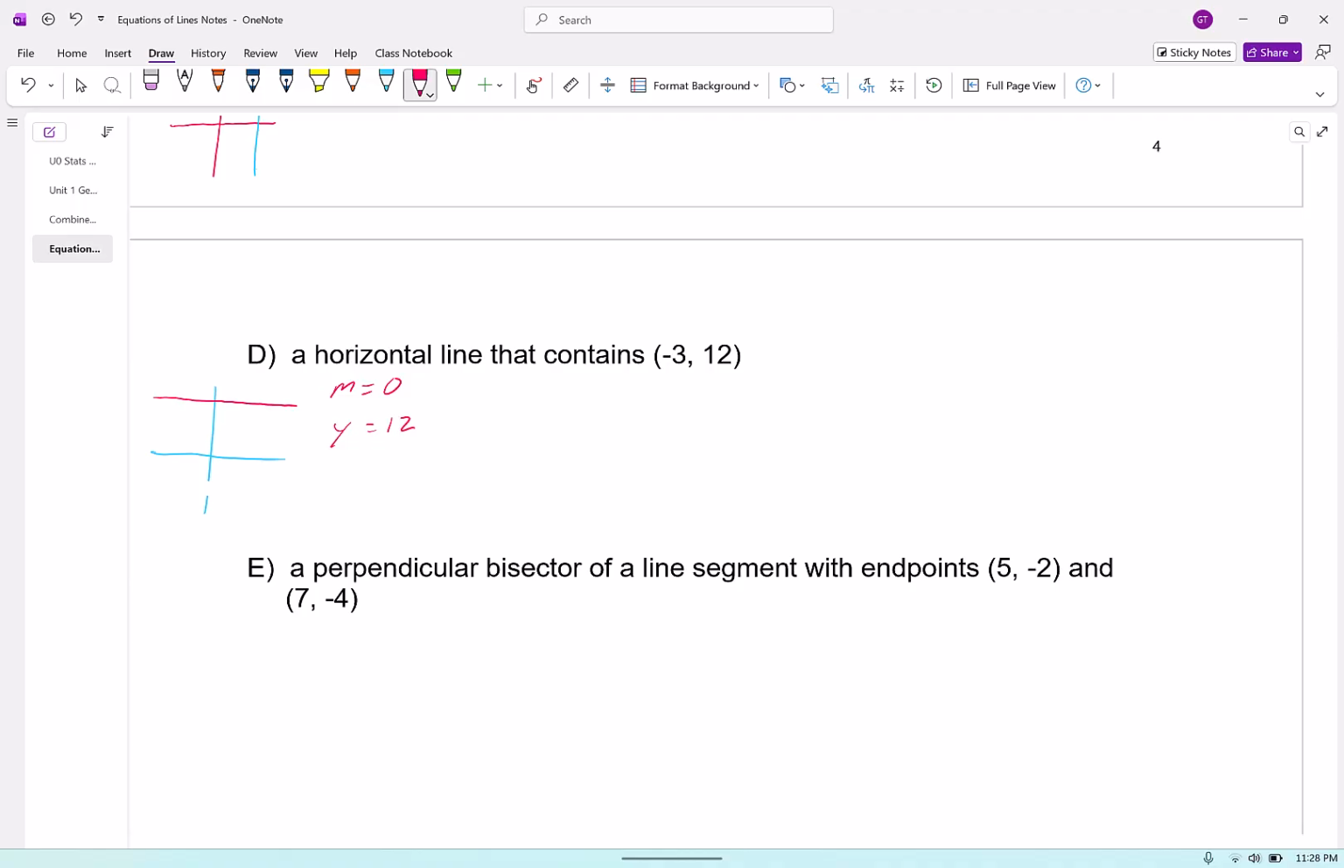Okay, and so just to prove that to be the case, we know horizontal line slope is 0. I could do the point slope, and so my point, y minus 12 equals 0 times x plus 3. Well, 0 times x plus 3 is 0. If I rearrange this, I end up with just y equals 12. Okay, so it's the same thing.